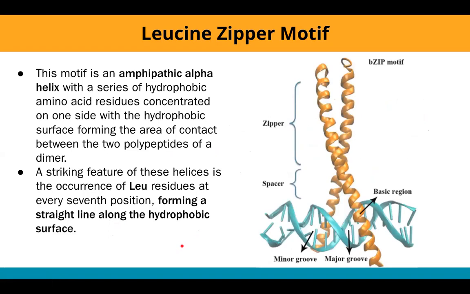Next, we have the leucine zipper motif. This motif is an amphipathic alpha helix with a series of hydrophobic amino acid residues concentrated on one side. This hydrophobic surface forms an area of contact between the two polypeptides of a dimer.